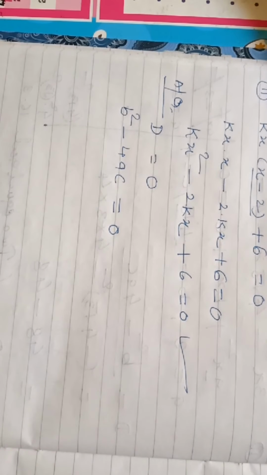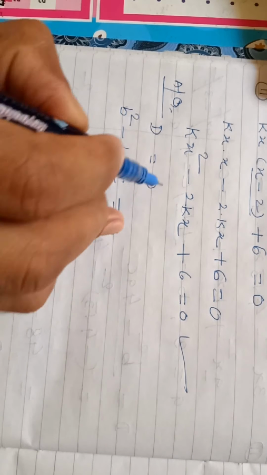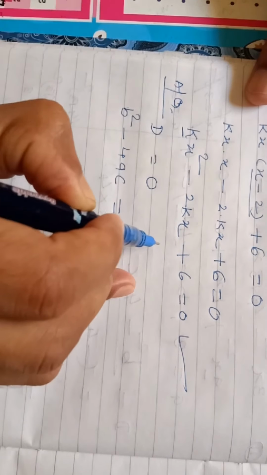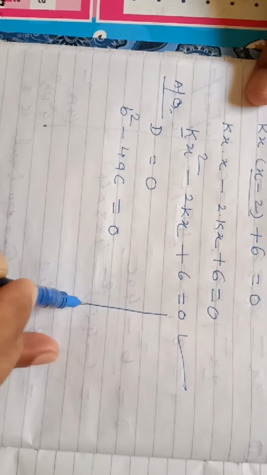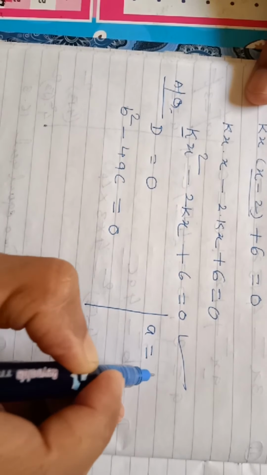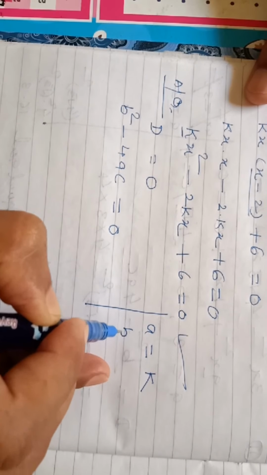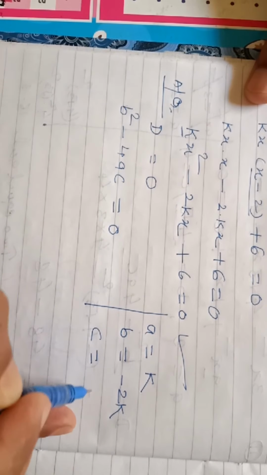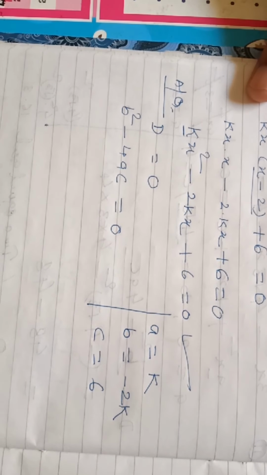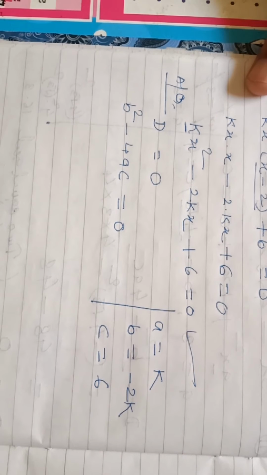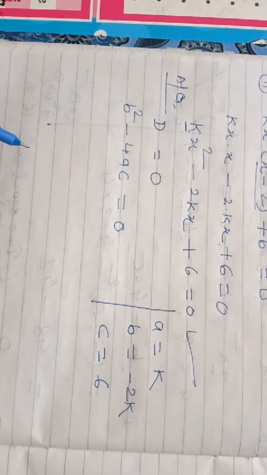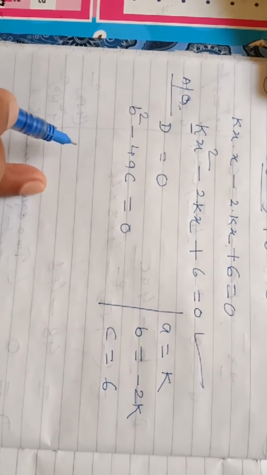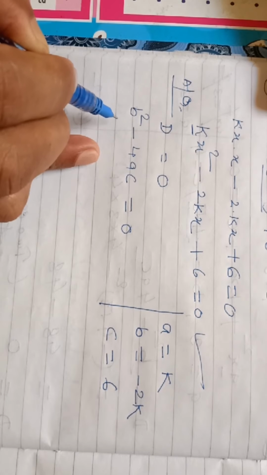It's clear, but we should first write the value of a here. The value of a is k, the value of b is minus 2k, and the value of c is 6. By comparing with the standard form of the quadratic equation, comparing similar terms to similar terms, you should get the values of a, b, c. Clear? Now put the values in that formula.